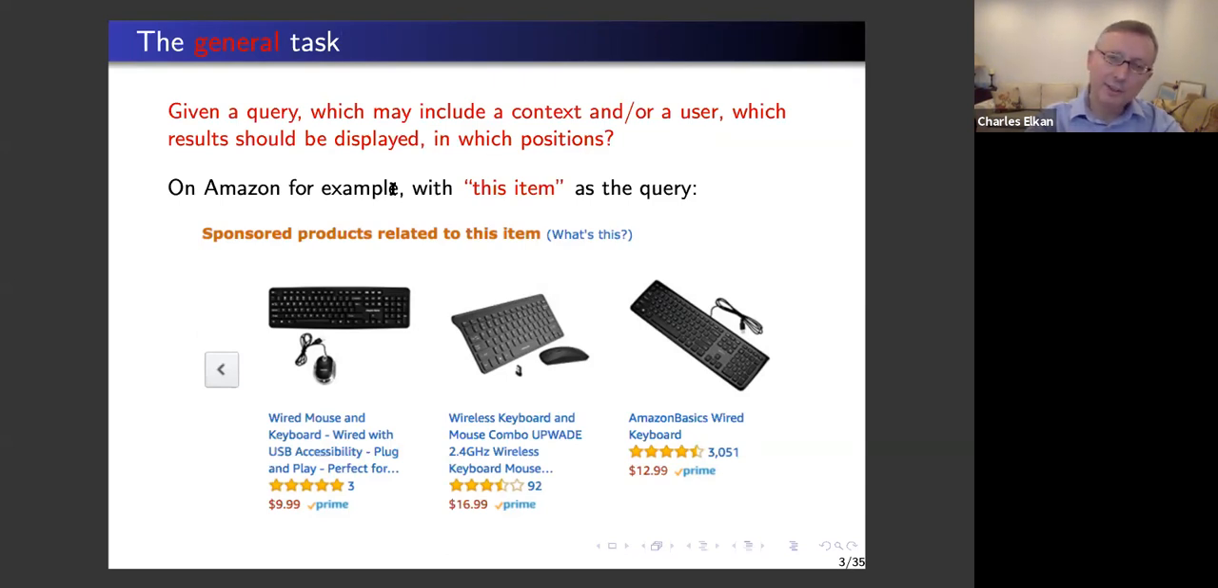So here's an advertising example from Amazon. Let's say that you're looking at an Amazon product information page for a computer keyboard. Then in the middle of that page, there's going to be sponsored products related to this item. So sponsored means advertising. And this item, which is the main product on the web page, is the query. And then these particular 3 other keyboards are the ones that an Amazon algorithm chose as the most relevant to be displayed. And they were displayed in these 3 positions from left to right.